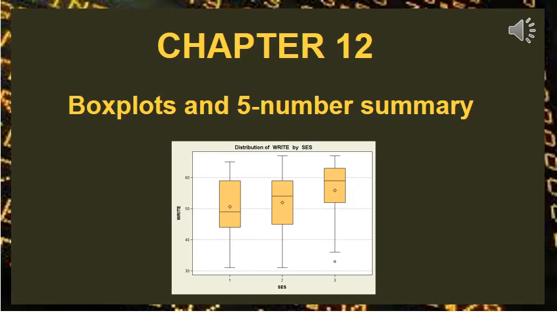In the last chapter, you learned how to display a quantitative variable with a histogram. In this chapter, you will learn how to display the same type of variable, a quantitative variable, with a 5-number summary and a box plot, which is a different way to do it.